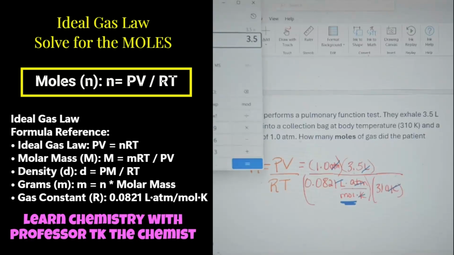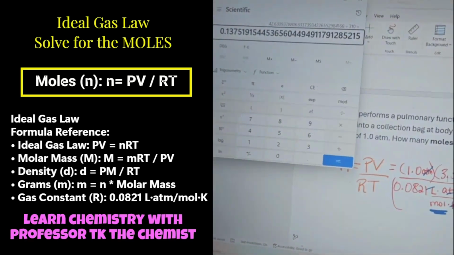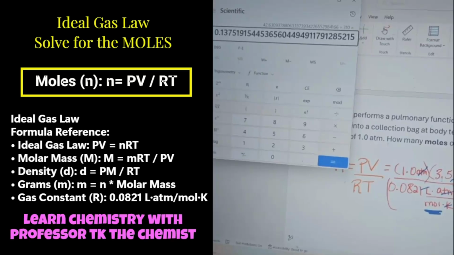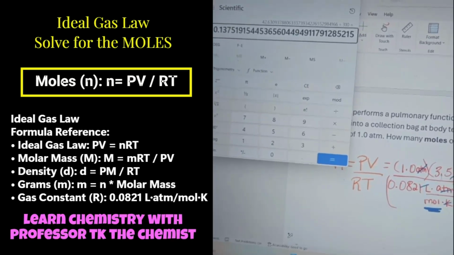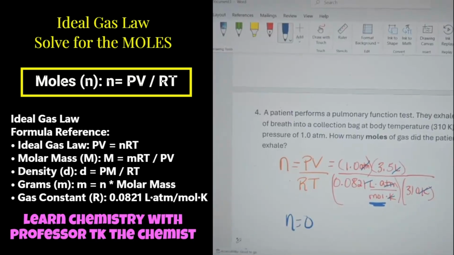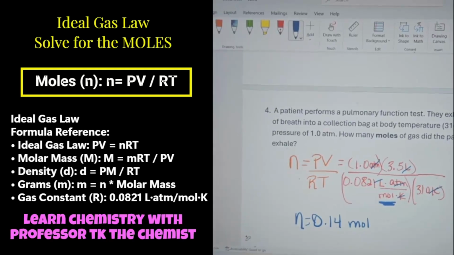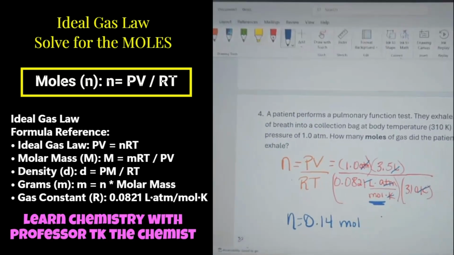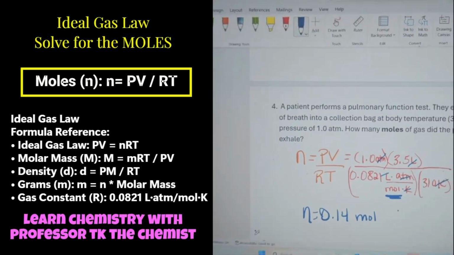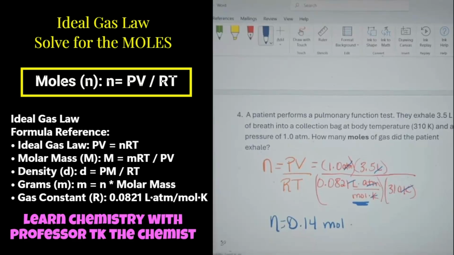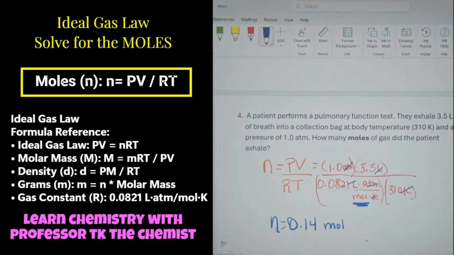So now let's plug in everything that we know. 3.5 times 1 divided by 0.0821, and then divide that again by 310, and your moles are 0.137, but we only need 2 significant figures, so 0.14. All right, 0.14 moles of gas. Now, you all know the name of the gas, right? If you inhale oxygen, you exhale carbon dioxide.